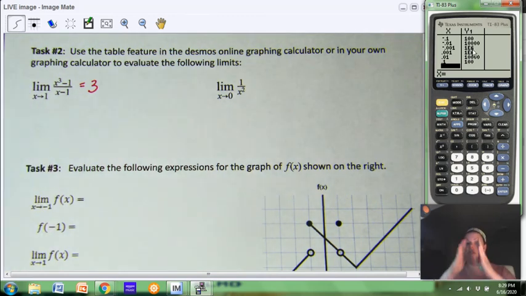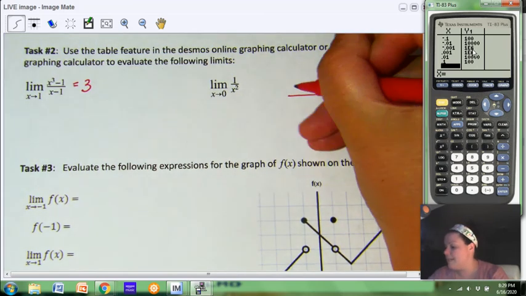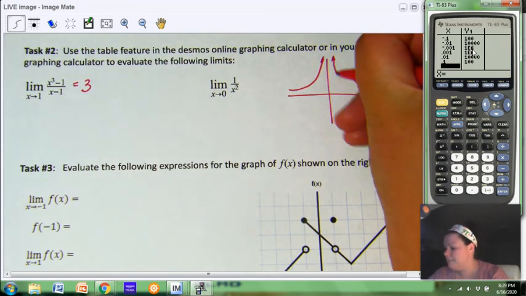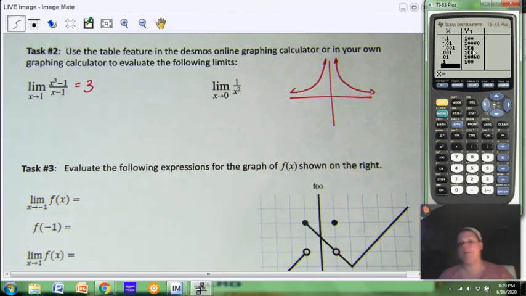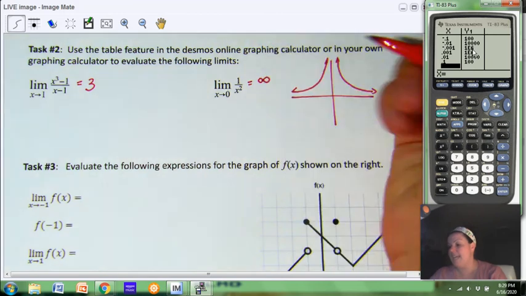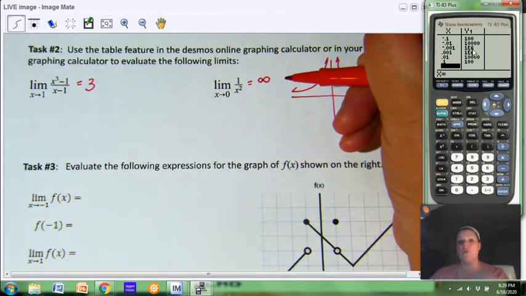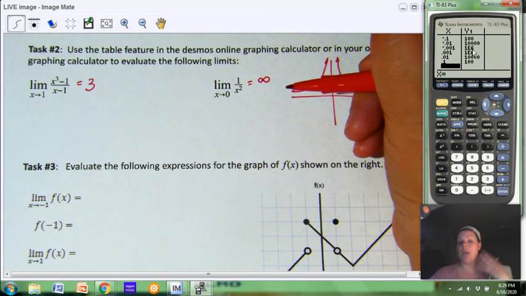It's heading upwards. So the overall graph of this actually looks something similar to this. That's what's actually happening. So as we're getting closer to 0, the function is heading in a positive infinity direction. So we are going to identify this as being positive infinity. This technically means that this limit does not exist.